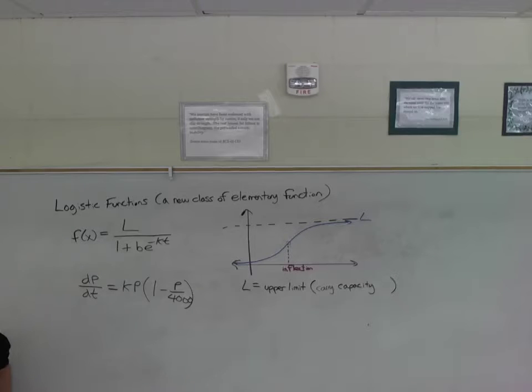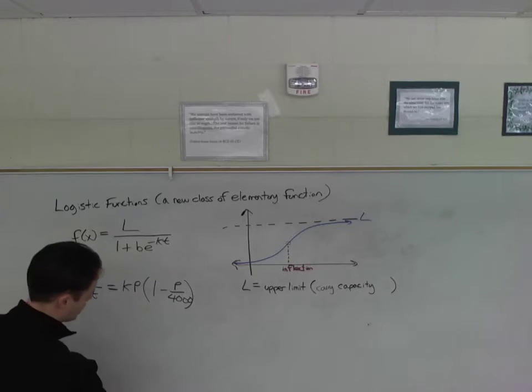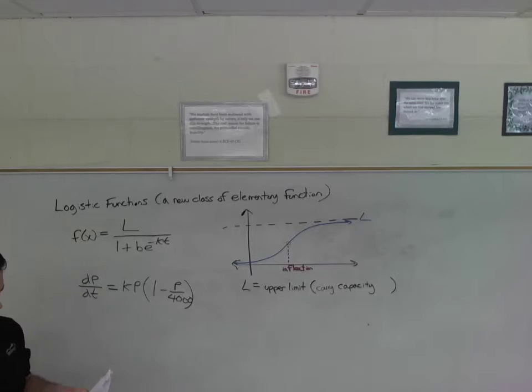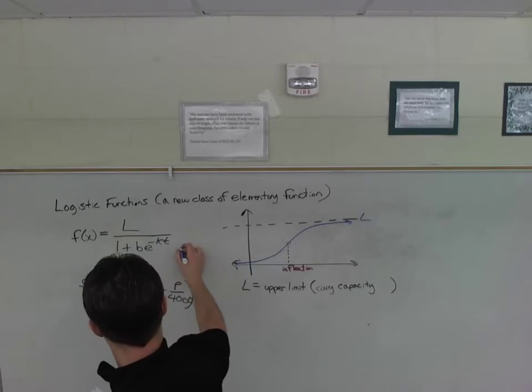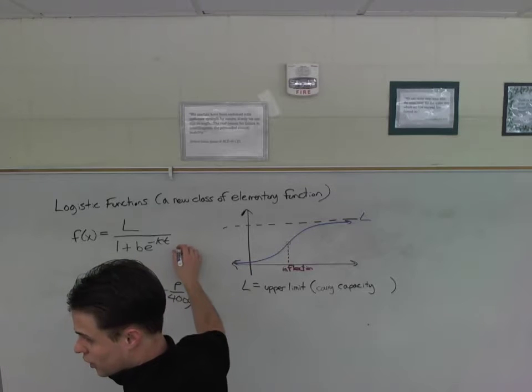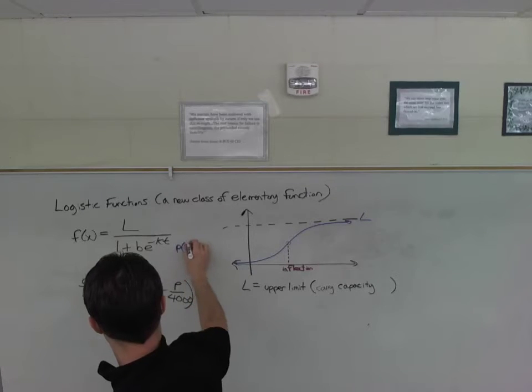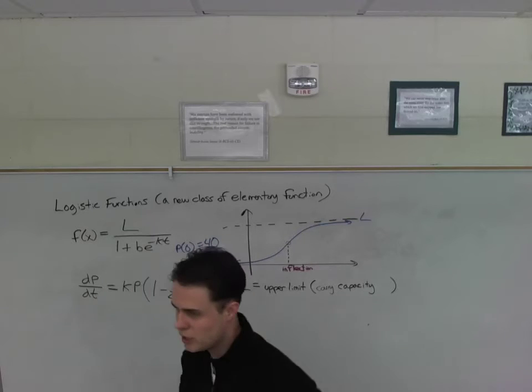Did they give us some conditions that we can use? P has to be between 40 and 4,000. I want some initial conditions, some things that we can use later on. So how should I write that? P of 0 is 40. Okay, that's one initial condition.